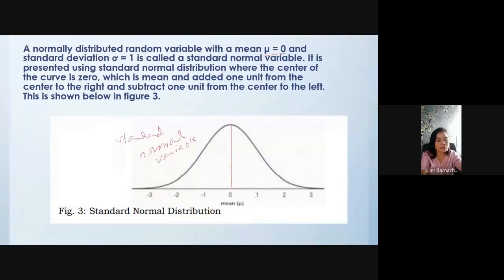Ito palagi ang unit niya. 0, 1, 2, 3, 0, negative 1, negative 2, negative 3. Or yung mean ay palaging nasa gitna. Tapos, ang distances ng 0 or ng mean mula sa sunod na unit ay base sa value ni standard deviation.